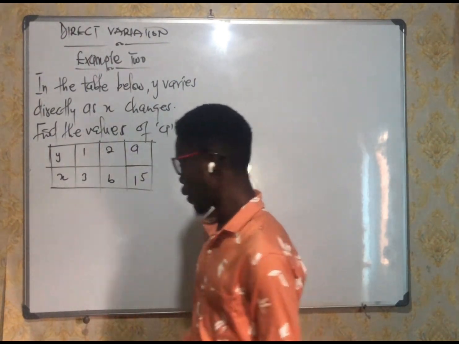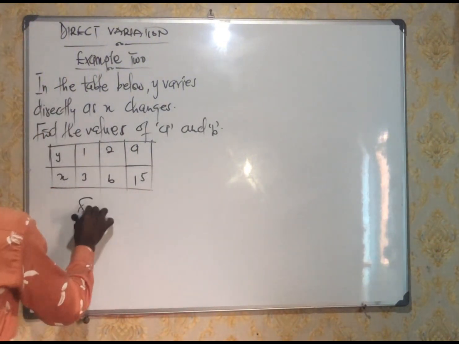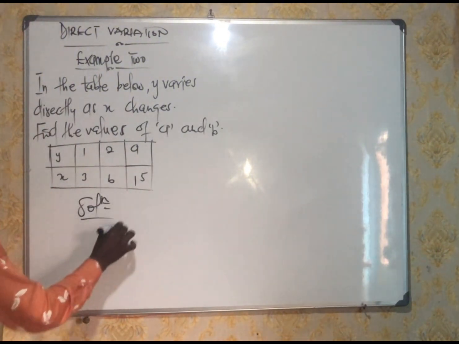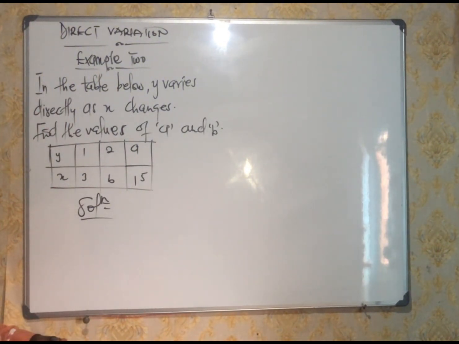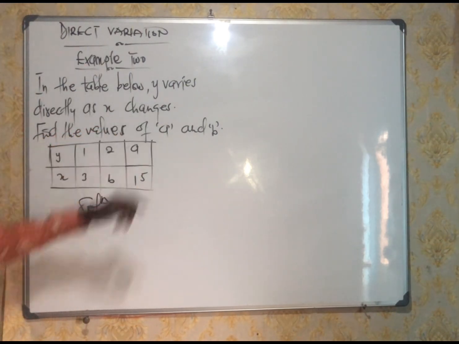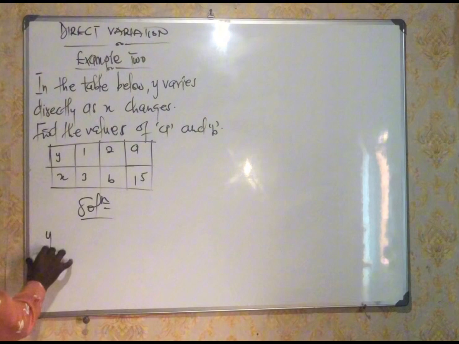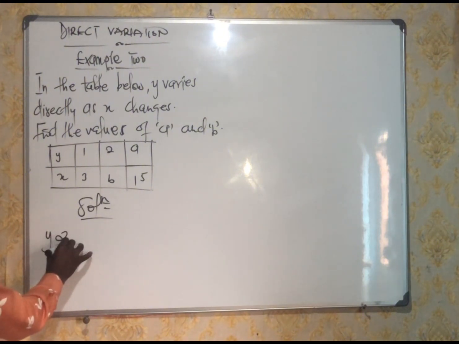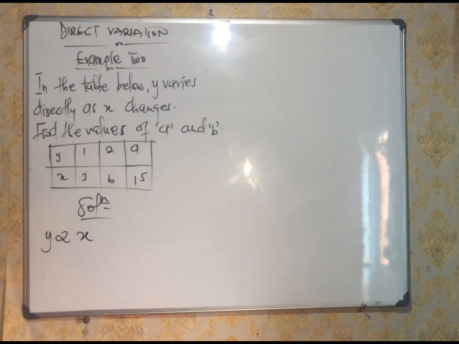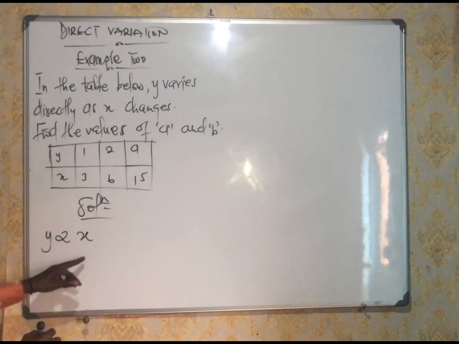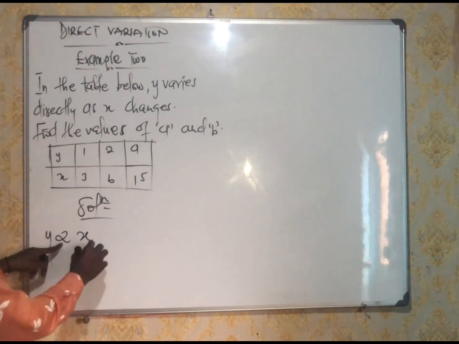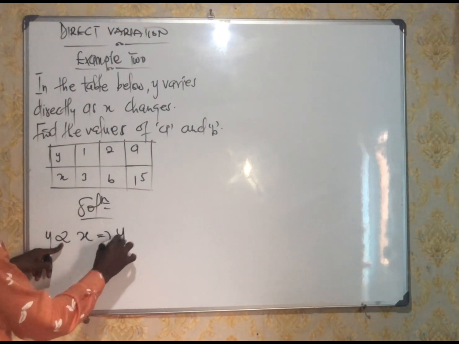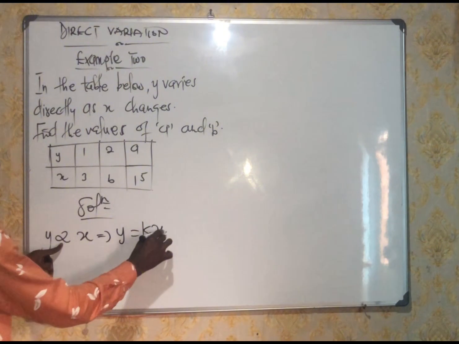So before you start mathematics, you have to write your solution. Let's start from the top. In the table below, y varies. So we say y varies directly as x changes. Okay, good. So we have to remove this variation sign. So that will give us y is equal to kx.